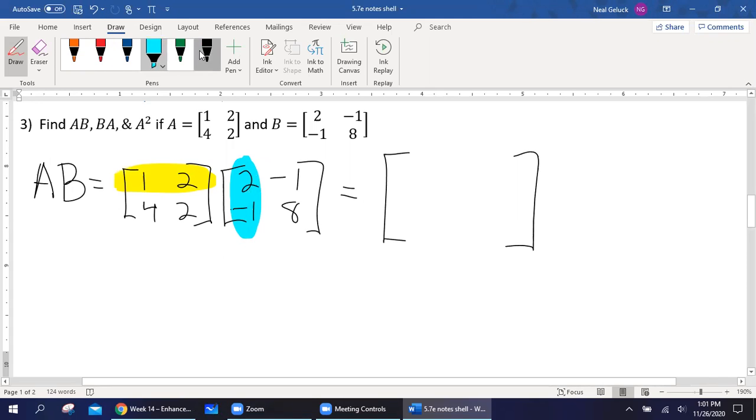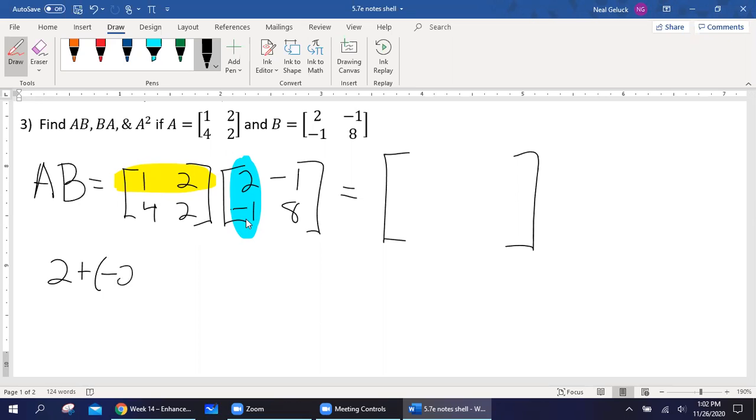I'm going to multiply the first number here times the first number here. So 1 times 2 is 2, plus I'm going to multiply the second number here times the second number here. 2 times -1, -2. I add those together. That is the first element here. So 2 plus -2 would be 0.